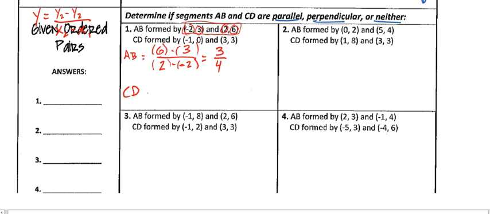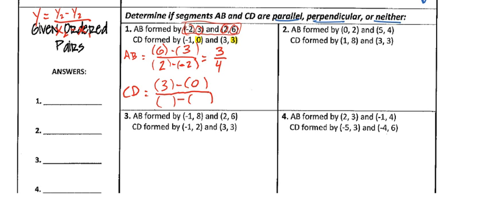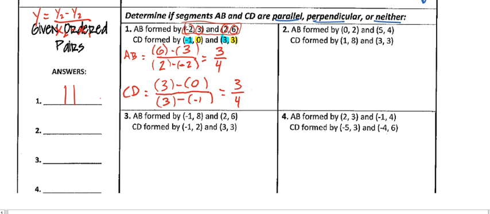For CD, we do the same thing, and some of you are really good at finding slope already. If not, this will help you out. It'll be so fast once you get good at it. Same thing. Here's y2 and y1, so 3 minus 0. And x2 and x1 is going to be 3 minus negative 1, which again gives us 3 over 4. So these have the same slope, yeah? 3/4 and 3/4. So for number 1, they are parallel.